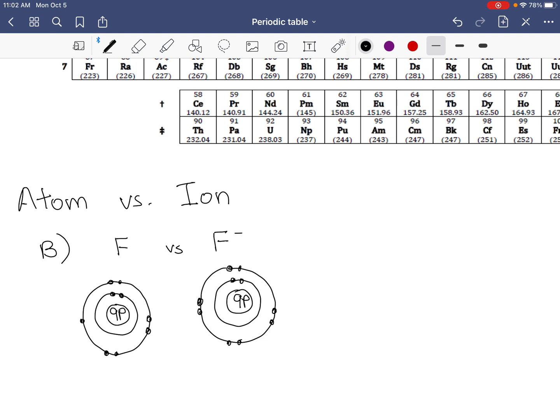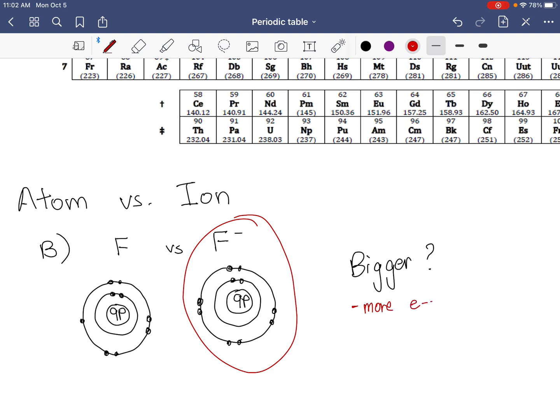An extra electron. Now, will an extra electron play a huge role in terms of its size? So the question is again, which one is bigger? I can tell you right now that the answer is this one. This is going to be bigger. Now, is there an extra shell like we saw last time? No, there are no extra shells. So this idea is solely based on more electron repulsion.